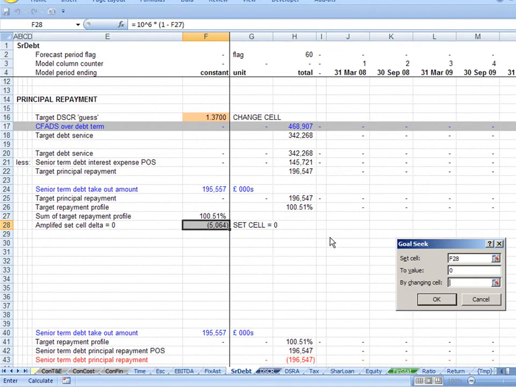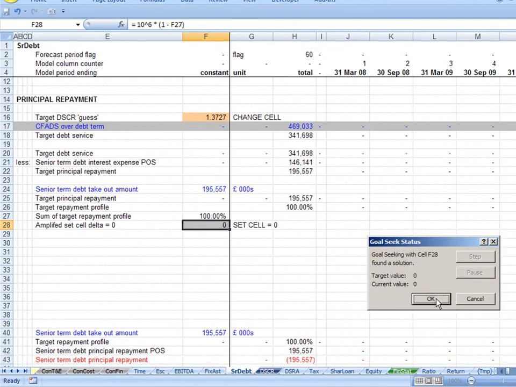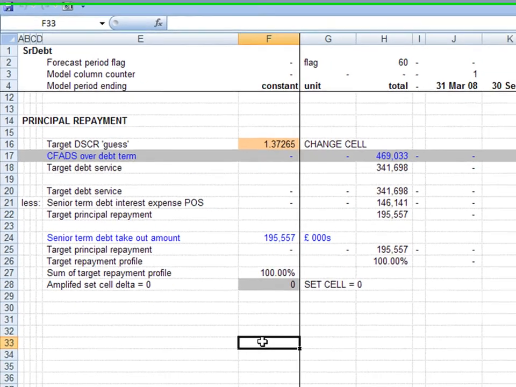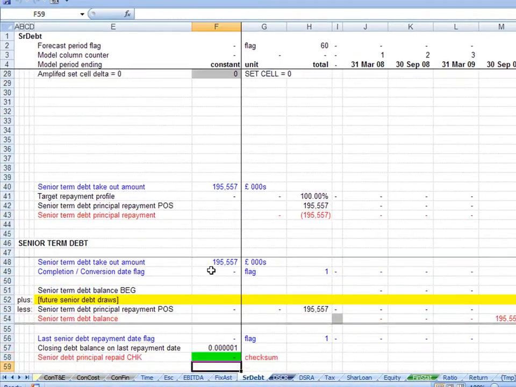Tools, goal seek, set that to 0 by changing this fellow and let the model rock and roll. And the question is, does 1.3727 and change, okay, there's a lot of digits under there, but why don't we go for 5 digits, because that's kind of interesting as we look at the other ratios. 1.37265. The first thing is, does it repay the debt properly?